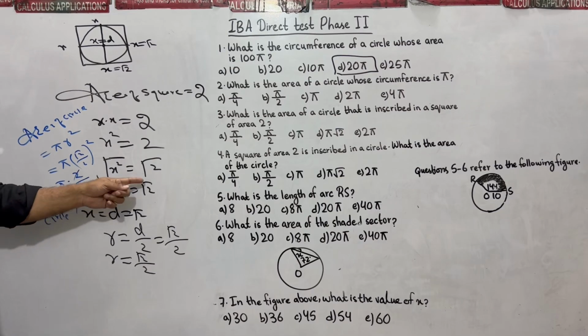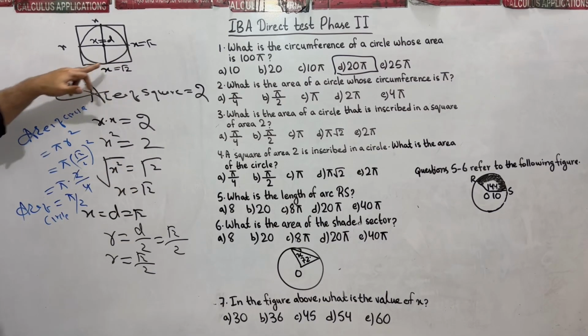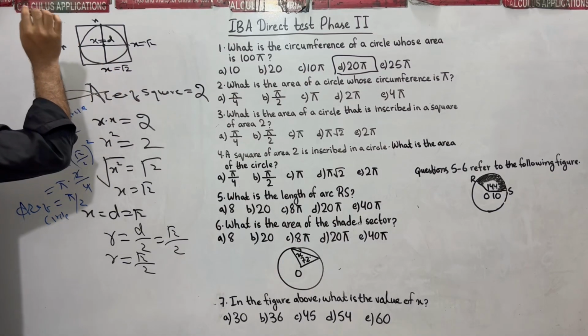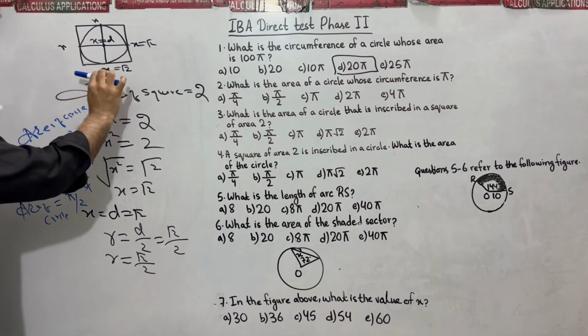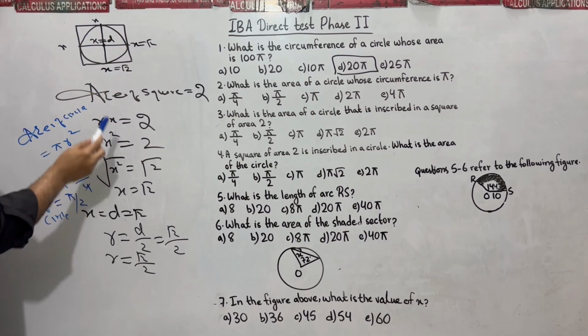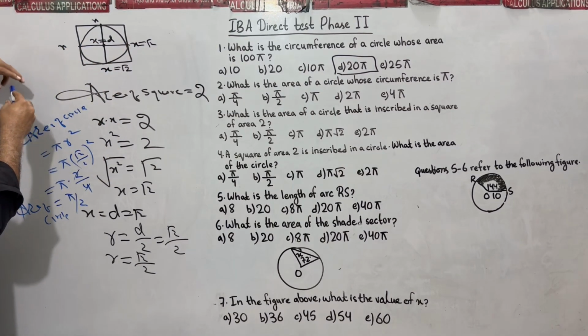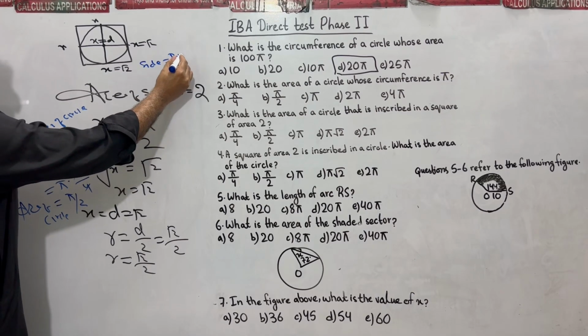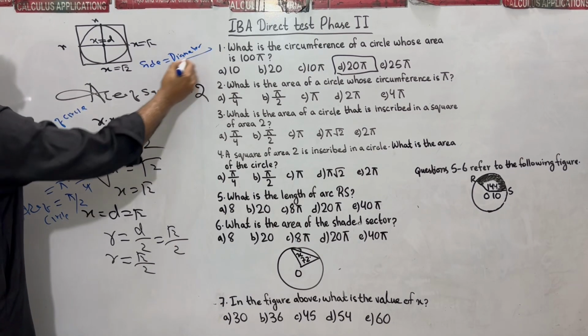Solve for x. X is equal to under root... That is the side of the square. Just find the relation of the length of the side of the square to the circle. If we move this one, then it is going to be our diameter of the circle. Diameter of the circle means side of a square is equal to the diameter of the circle.